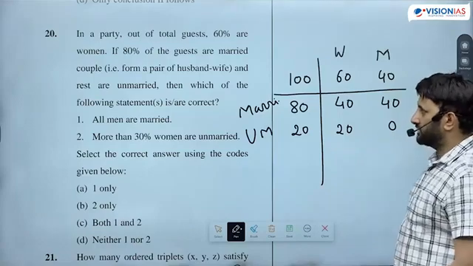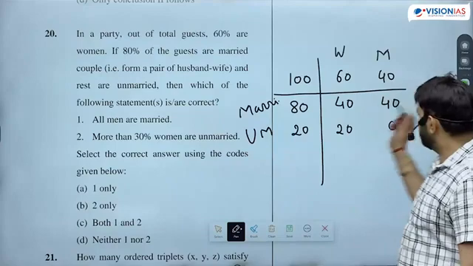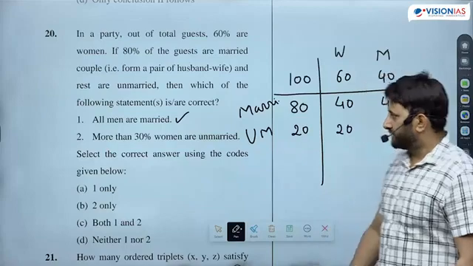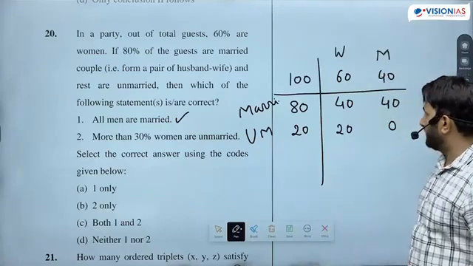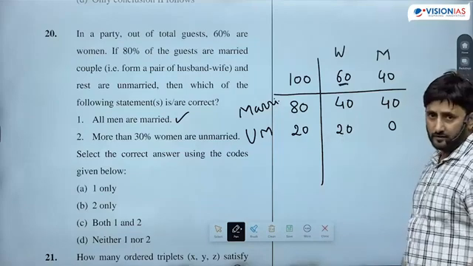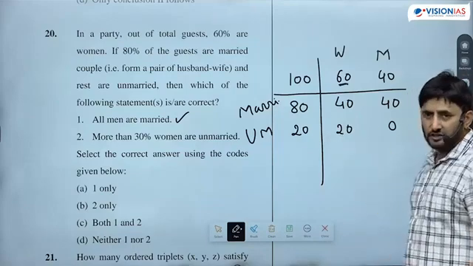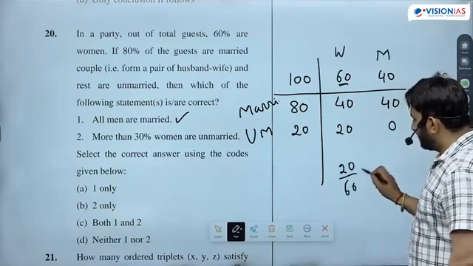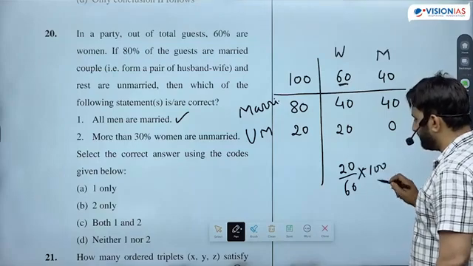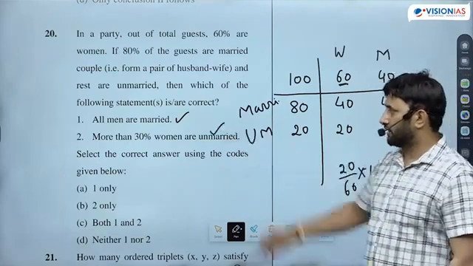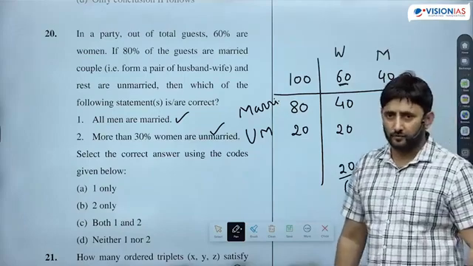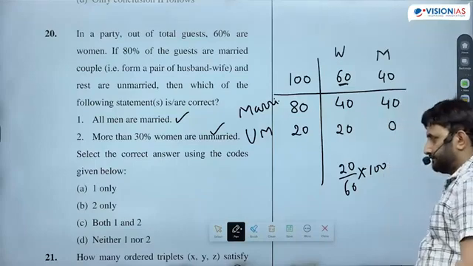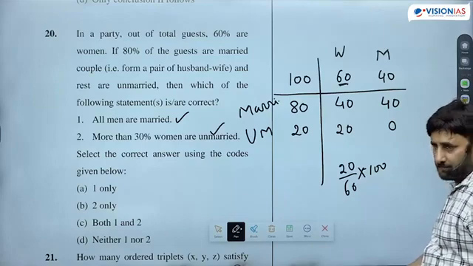Which of the following statements is correct? First, all men are married. Yes, 40 men were there, all are married. Next, more than 30% of the women are unmarried. There are 60 women. Out of 60, 20 are unmarried, that is 33.33%. This is more than 30%. This is also correct. The answer will be both 1 and 2. Any problem till here? Okay.